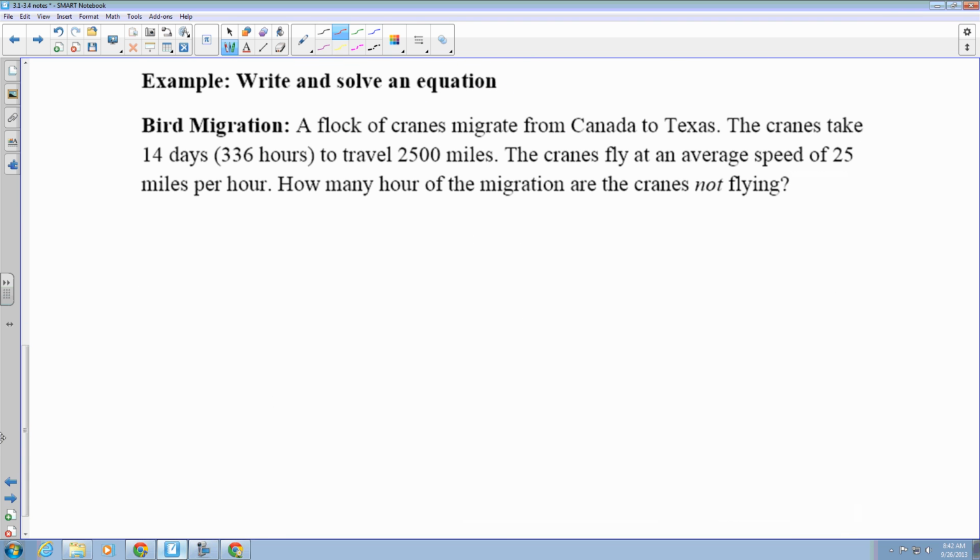A flock of cranes migrate from Canada to Texas. The cranes take 14 days, which is 336 hours, to travel 2,500 miles. The cranes fly at an average speed of 25 miles per hour. How many hours of the migration are the cranes not flying? So we're going to use the distance formula again. Distance equals rate times time. Hopefully we're comfortable with that one by now.